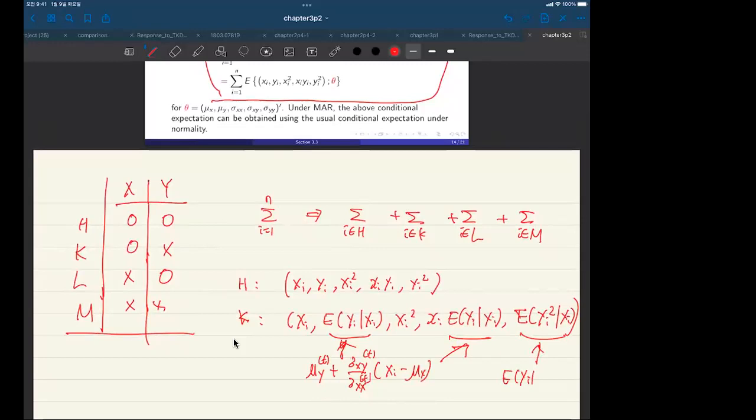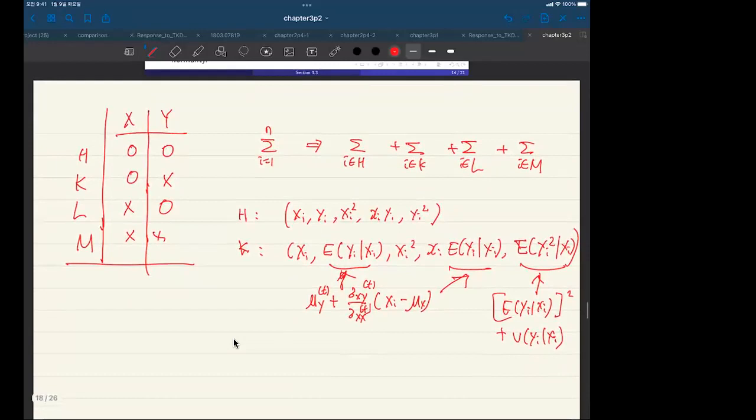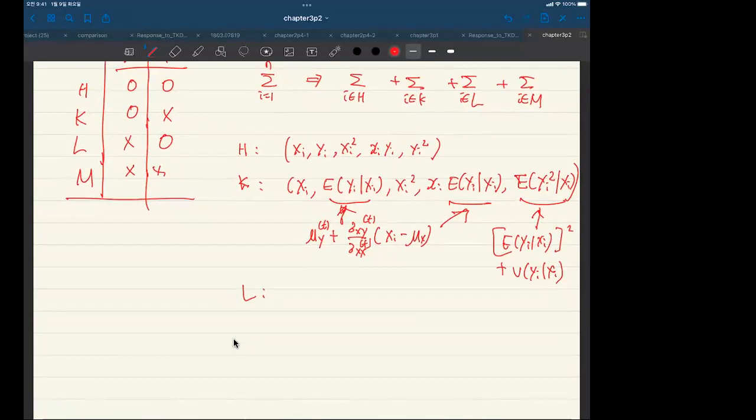Xi square plus conditional variance. So, okay, that is, but this is a closed form, so it's relatively easy. And LSAT, same study, right? You just change the role of x and y, and do the same.